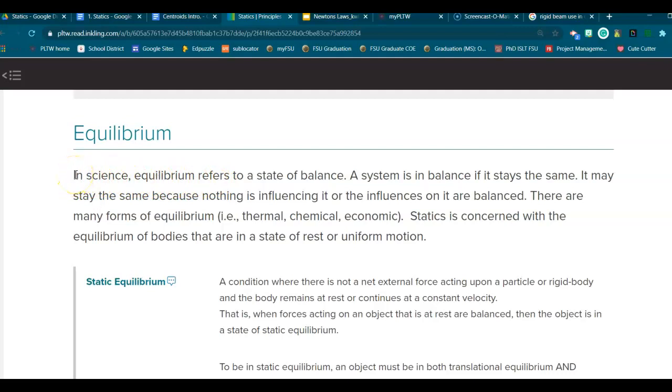So here it says, in science, equilibrium refers to a state of balance. A system is in balance if a system stays the same. It may stay the same because nothing is influencing it or the influences are in balance. There are many forms of equilibrium. We can have thermal, chemical, economic. For statics, we're concerned with the equilibrium of bodies that are in a state of rest or uniform motion. So they're either holding perfectly still or they're continuing to move at a steady rate, constantly moving like a machine.